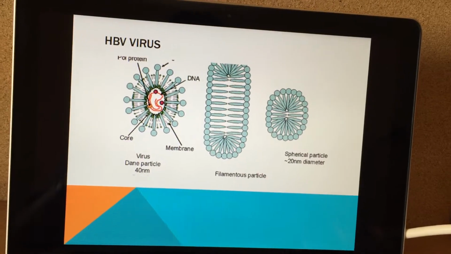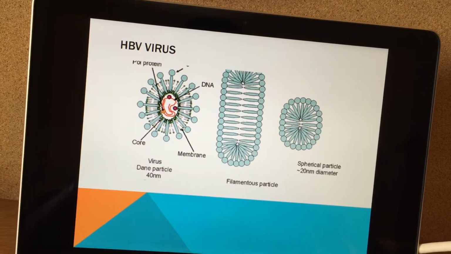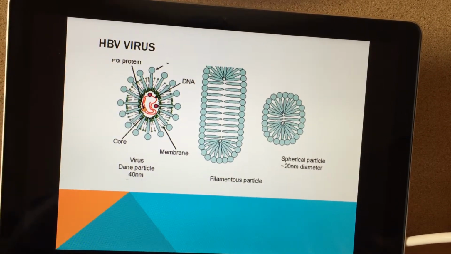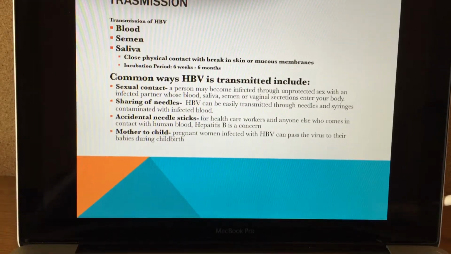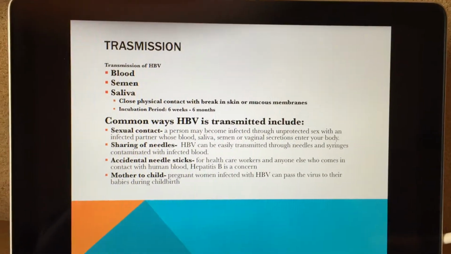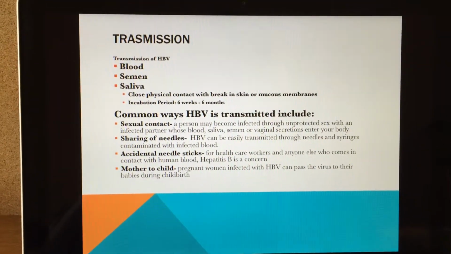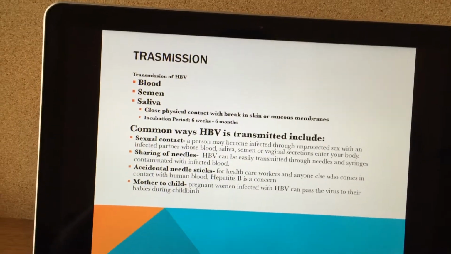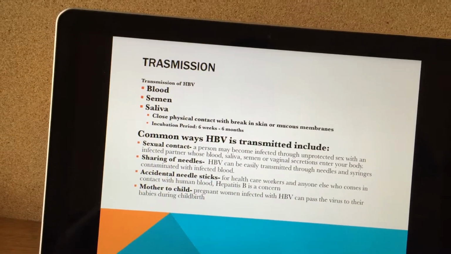The virus generally affects humans. It is very resistant to both heat and pH. It can survive in both very basic and acidic solutions. How does the virus transmit? Well, hepatitis B is generally transmitted through bodily fluids such as blood, semen, and saliva. The virus has an incubation period of about 6 weeks to 6 months. That is, it takes about 6 weeks before the disease fully develops.